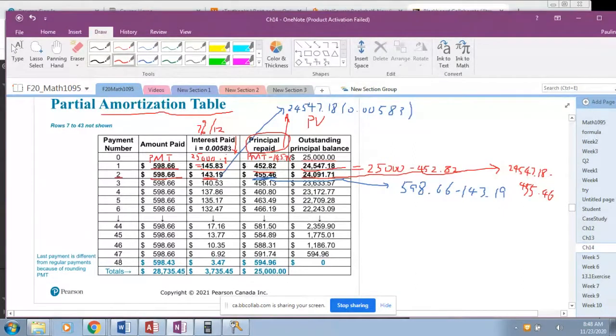As you can see, the last payment is different from PMT because of rounding. Each time we round off to the nearest cents, so this number would be different from the PMT. So this is the amortization table.